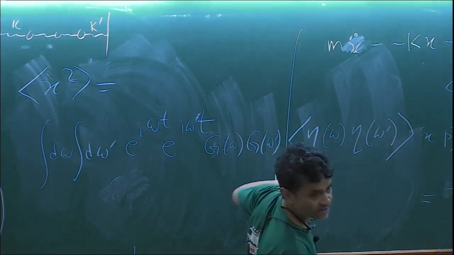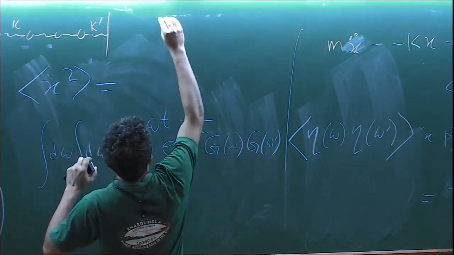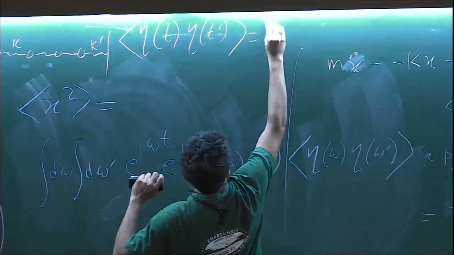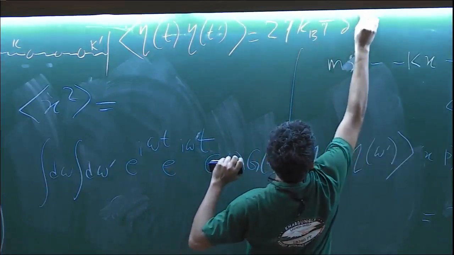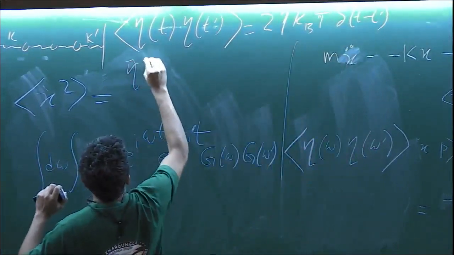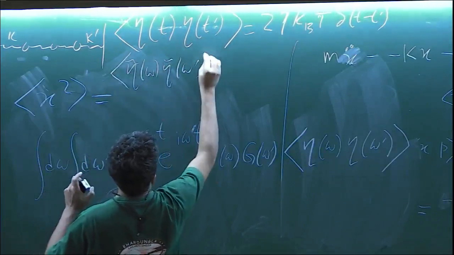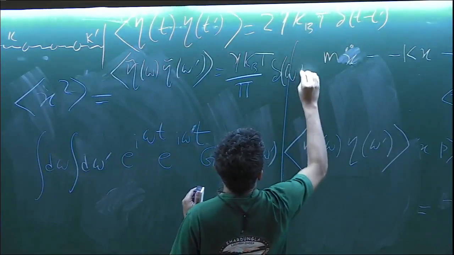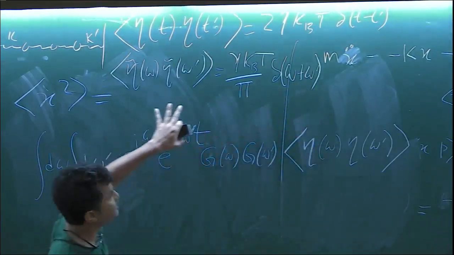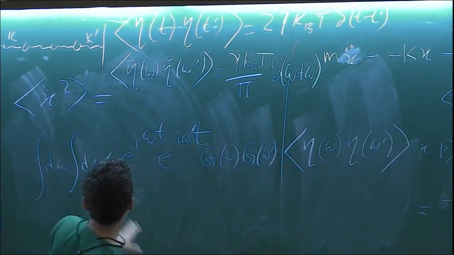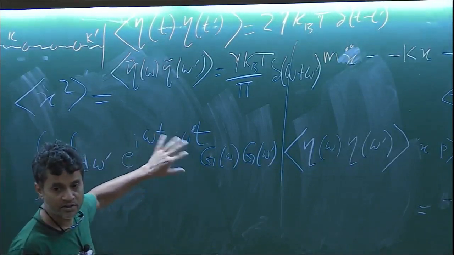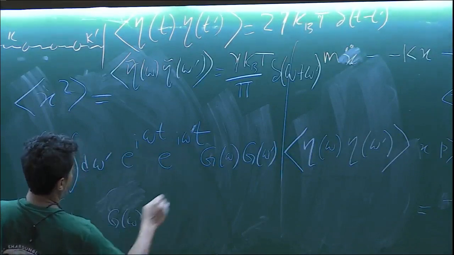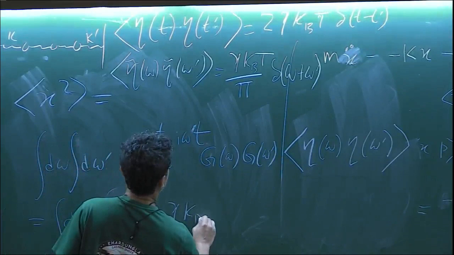And now we need to know this. So what is this? Noise. Maybe people already know this, so I won't do the derivation, but you can do it as homework if you have not done it. Given that this is equal to 2 gamma kB T, you should verify that eta omega eta omega prime is equal to, okay, so this is what you get. You should just verify that this is true. Then we put in eta omega, this becomes a delta function of omega plus omega prime, one of the integrals goes, and since omega plus omega prime is zero, the time dependence vanishes, and you just get d omega, g omega mod square, and then there's this gamma kB T by pi.